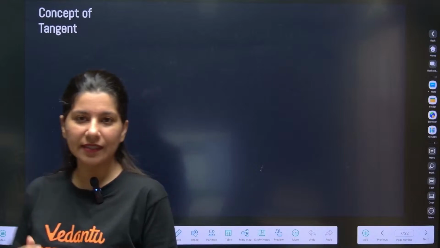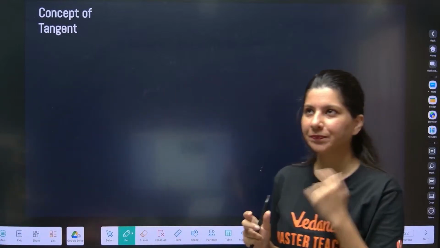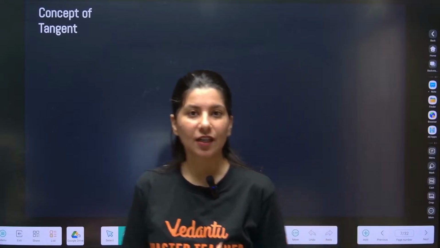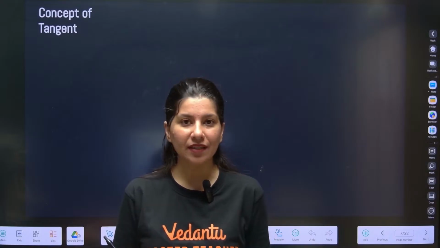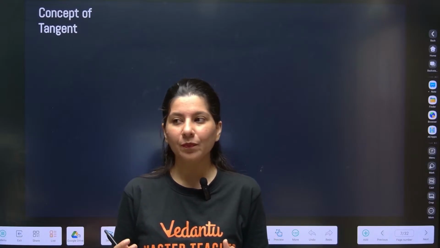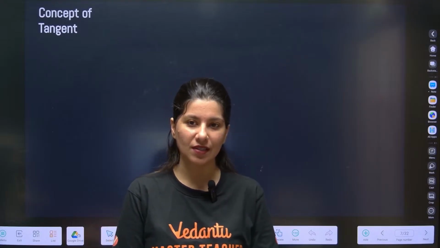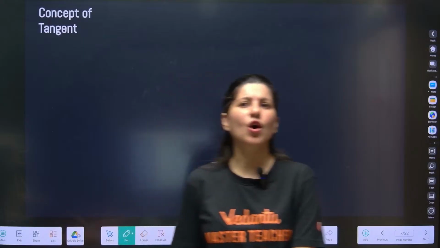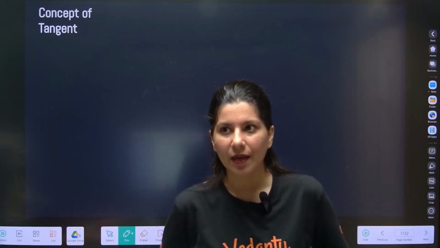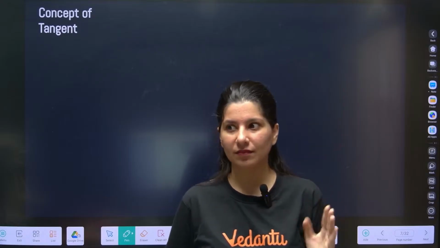Now, let's actually visualize the concept of differentiability and eventually get the condition of differentiability. This proof is not relevant for JEE Main, but the concept is relevant for JEE, be it Main or Advanced.